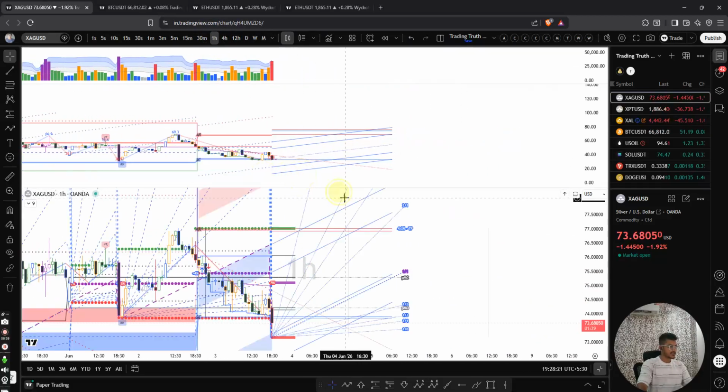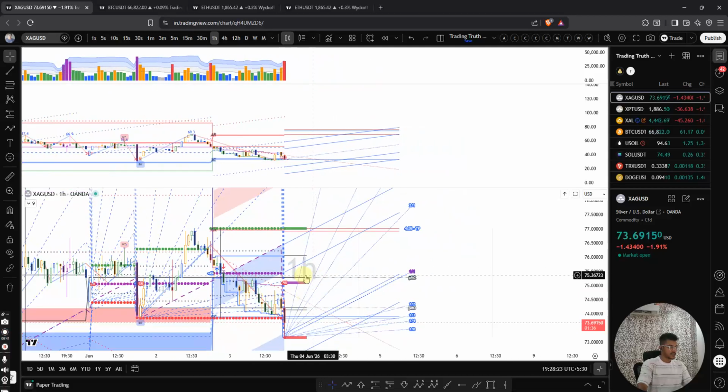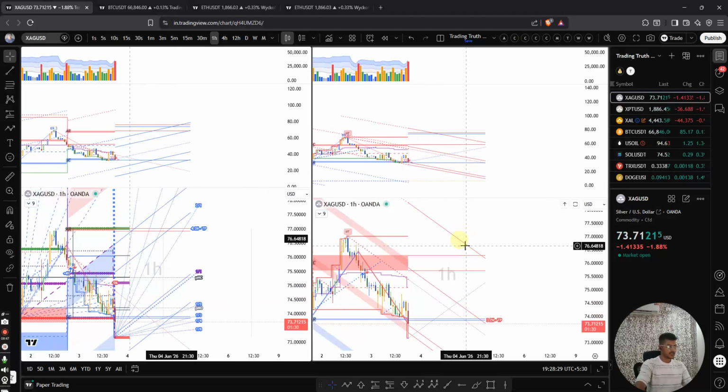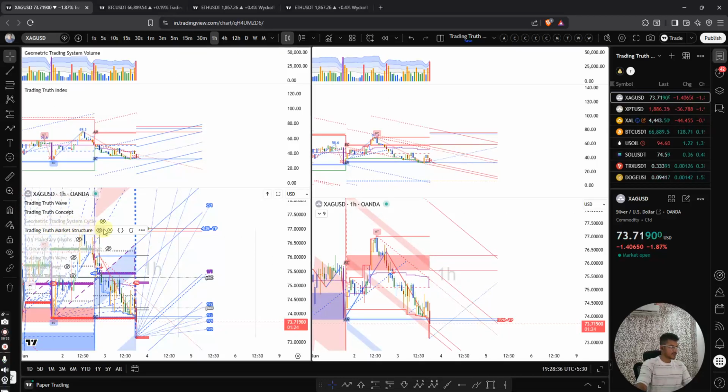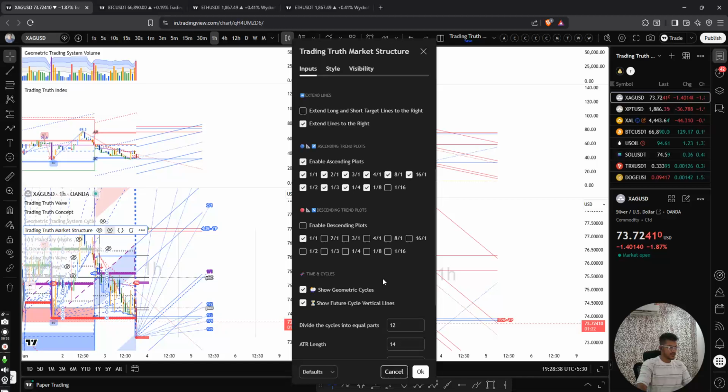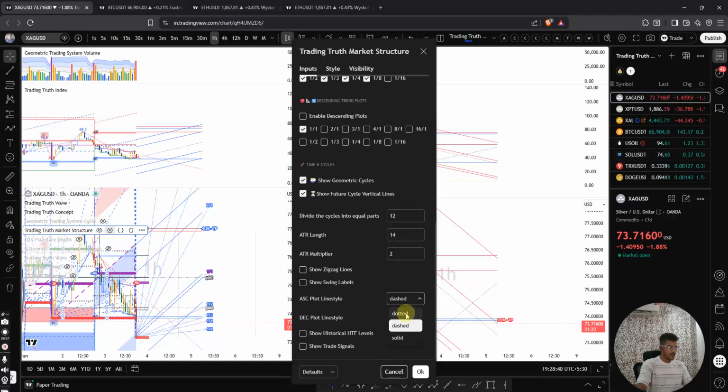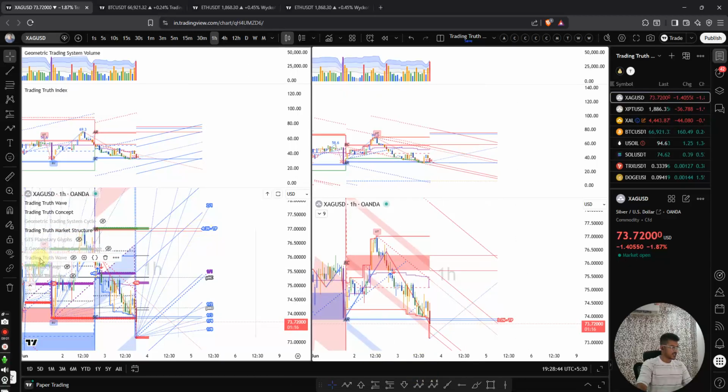On 1 hour we can actually see it more clearly. You see here, and also, you know what, you can see it here. It was making an upthrust. Okay, let me actually make it a dotted line so it's much cleaner.